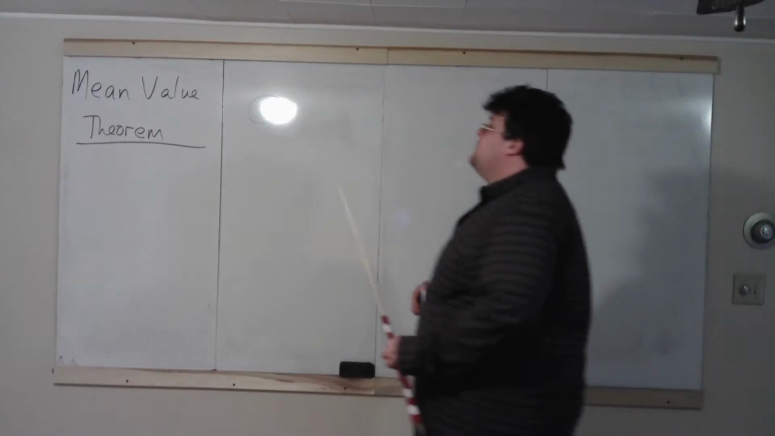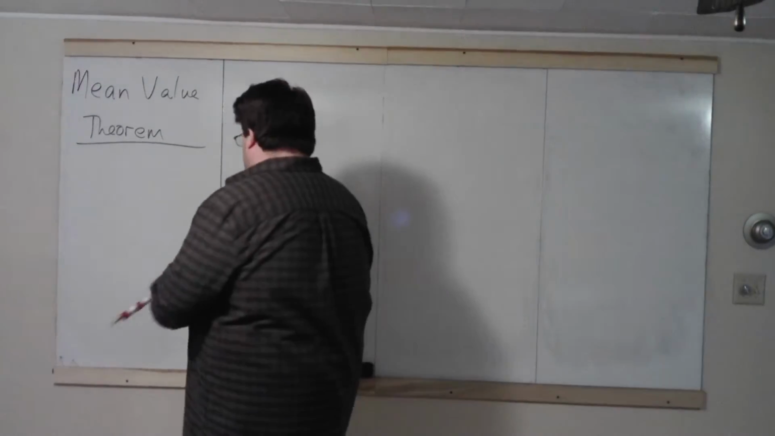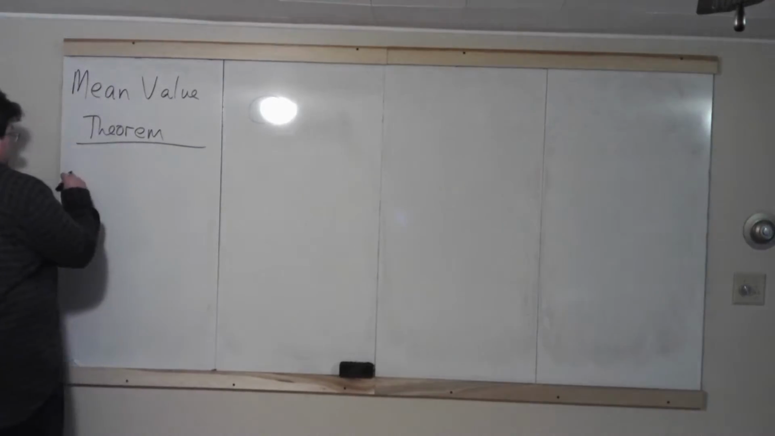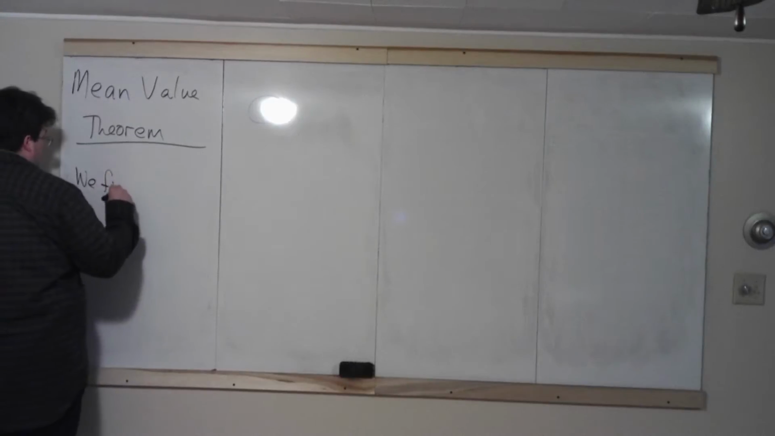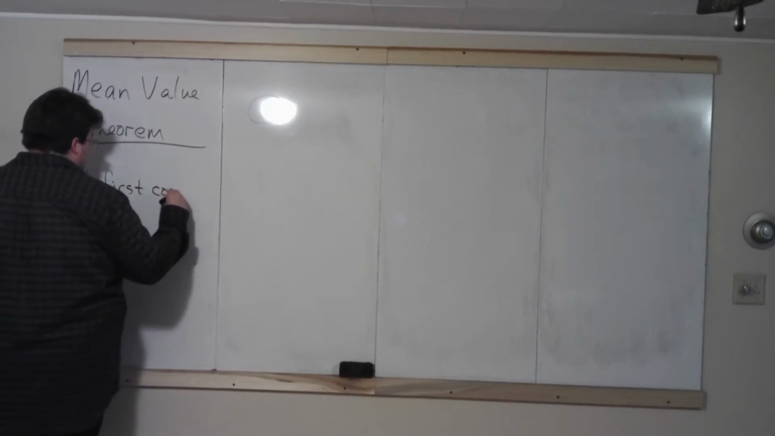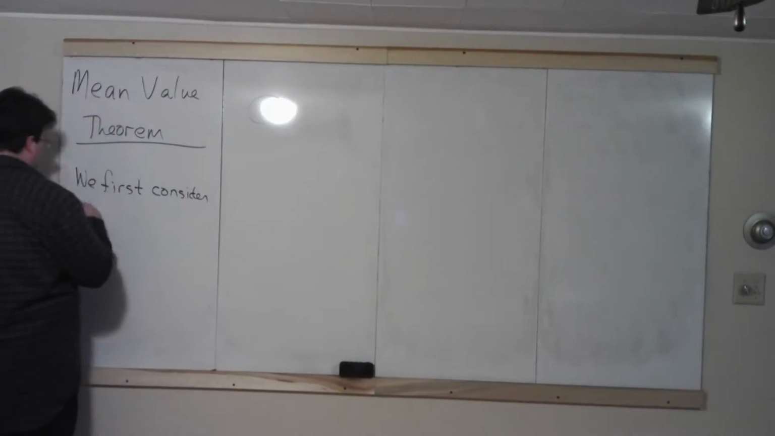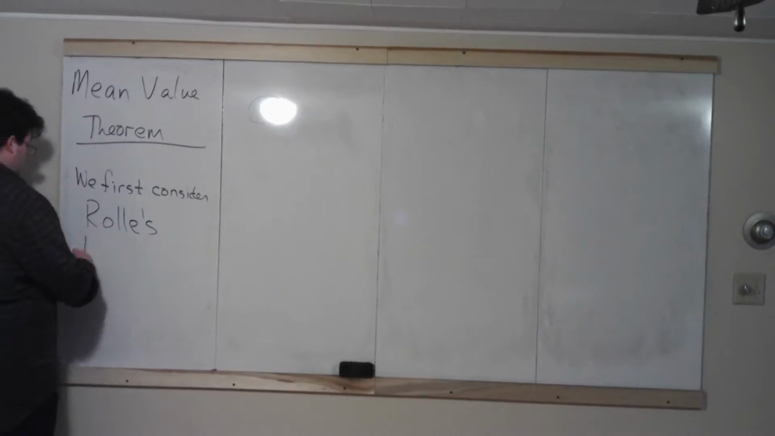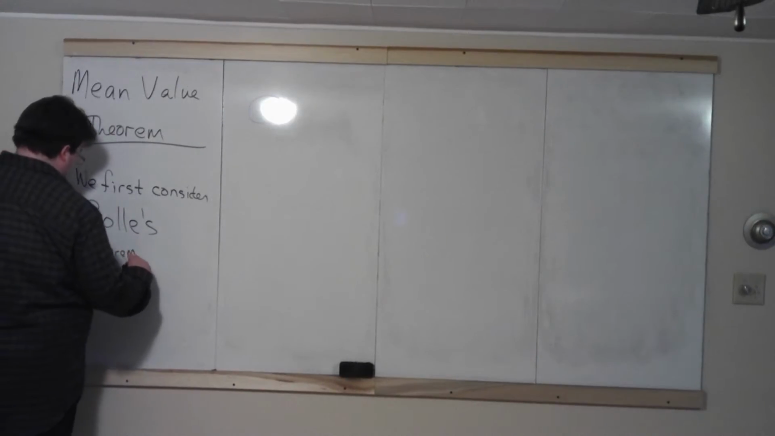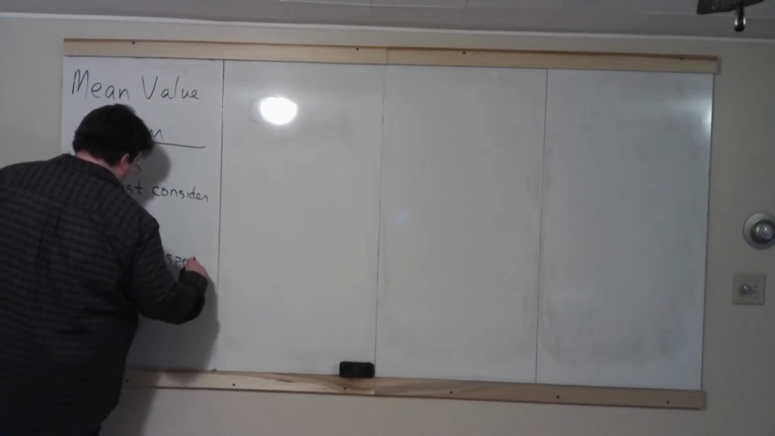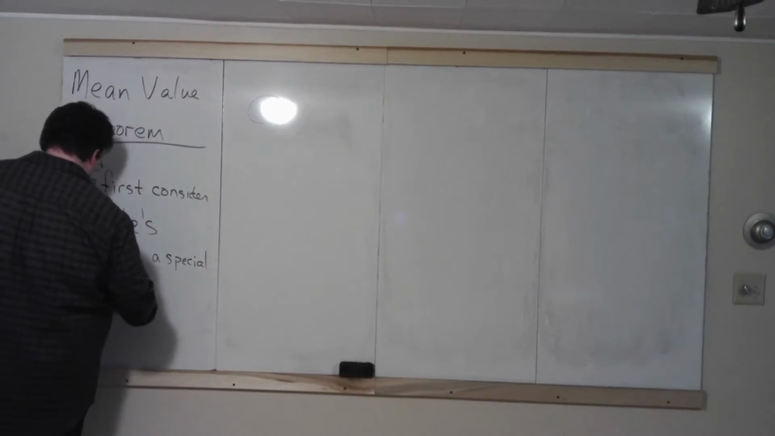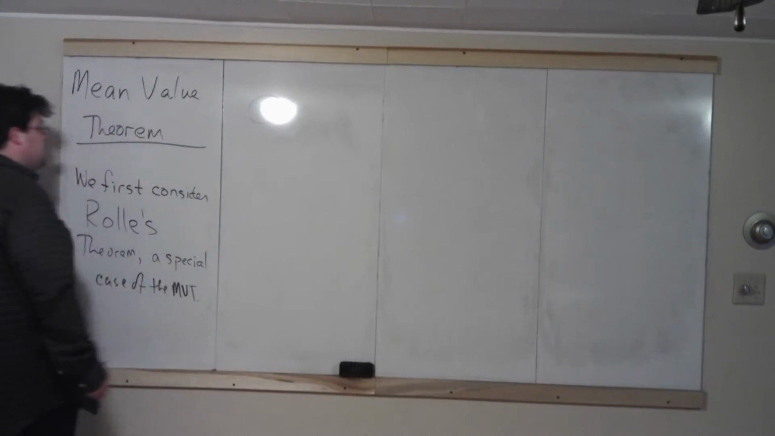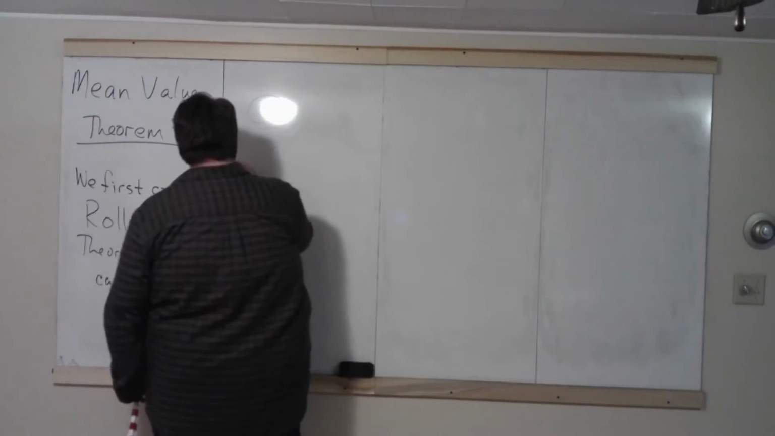Well, before discussing the mean value theorem, let's look at a special case of it. So we first consider Rolle's theorem. Rolle, a mathematician, Rolle's theorem. A special case of the mean value theorem. Mean value theorem could be abbreviated MVT if you don't want to write those words. Rolle's theorem. What does Rolle's theorem say?